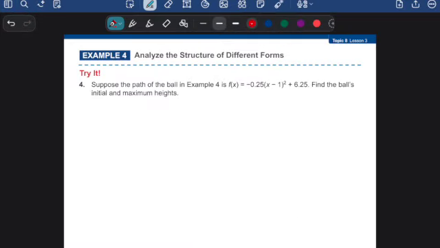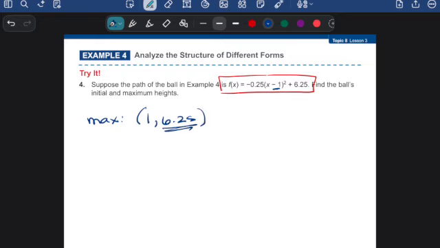Try it number 4. Suppose the path of the ball in example 4 is this equation. So again, it's given to us in vertex form. We want to find the initial height, or the y-intercept, and we want to find the maximum height, or the vertex. So as it's written, we can already identify the vertex. So we know the maximum is going to be at opposite h. So it's already given to us. Opposite negative 1 is positive 1, comma k. So the maximum height, or the maximum, will be at 1, 6.25. So it reaches the maximum height at 6.25 feet.